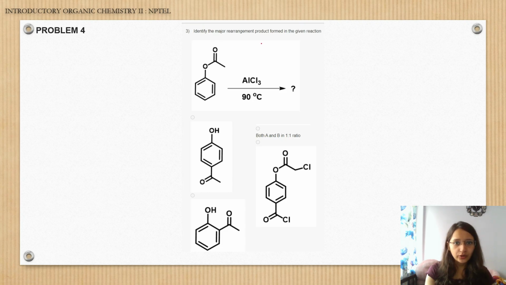So what they are doing here is treating this particular carboxylate ring with this Lewis acid, that is aluminum trichloride, okay, at 90 degrees centigrade. So what happens here is, see, this is the name reaction which refers to the Fries rearrangement, okay. So here you will end up with two products, but they are asking which is the major product. So now let us have a look.